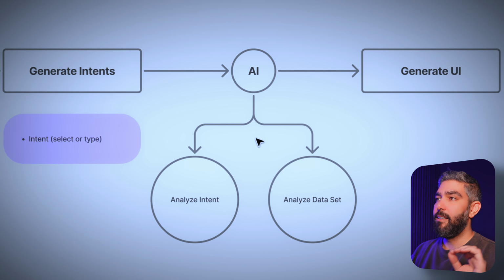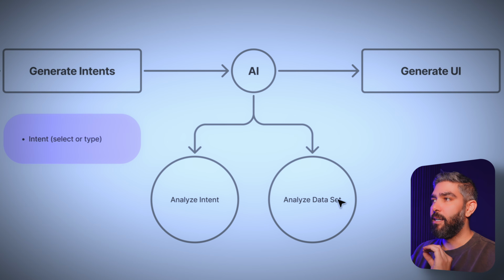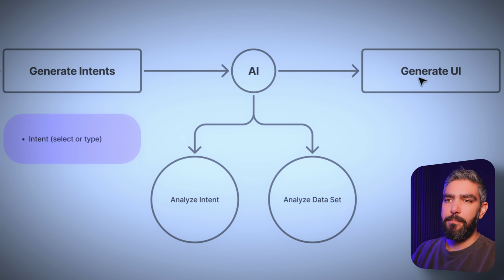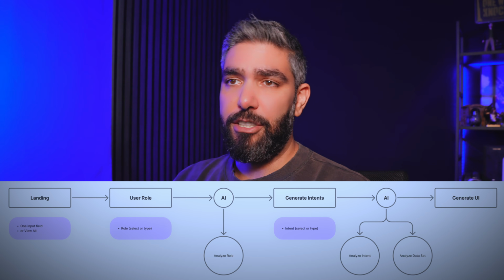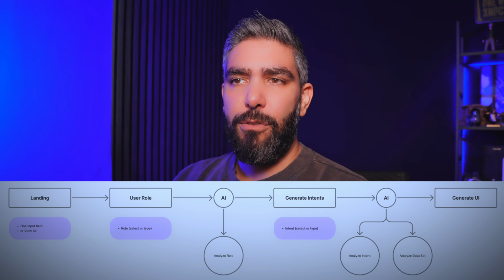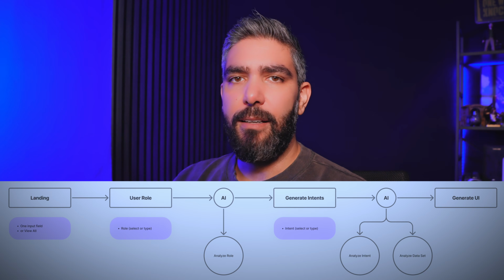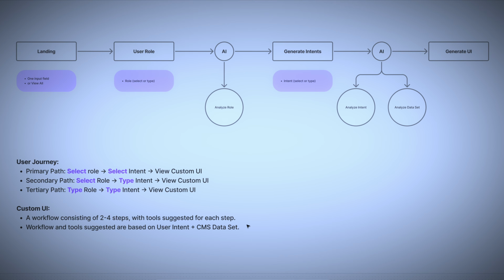The AI will analyze the intent and will analyze my data set. Then it will generate a UI for this user. And that's the path of least friction. I don't want to ask for any other info, nothing personal, no email, nothing. And here I defined what the custom UI will look like.